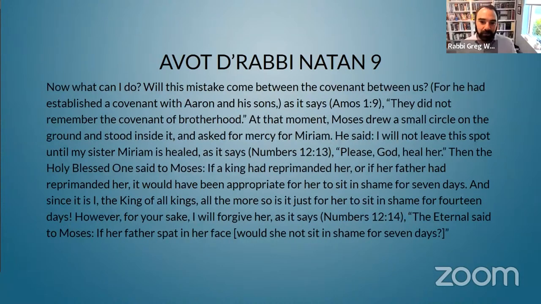Now what can I do? Will this mistake come between us? This is Aaron speaking to Moses. For God had established a covenant with Aaron and his sons. As it says in Amos, they did not remember the covenant of brotherhood, that moment when they didn't remember. So Aaron is freaking out because Miriam is very, very sick. And he's calling upon Moses to do something.